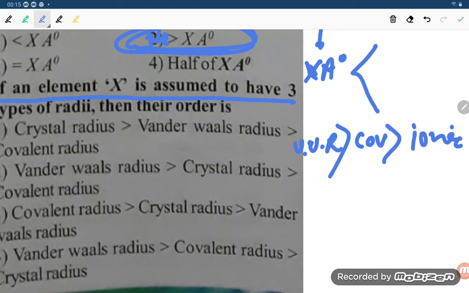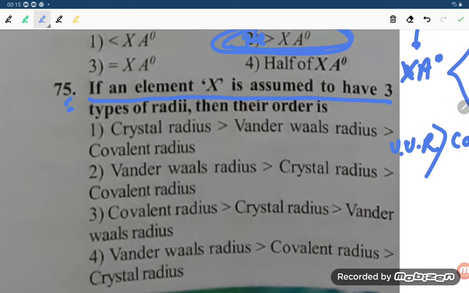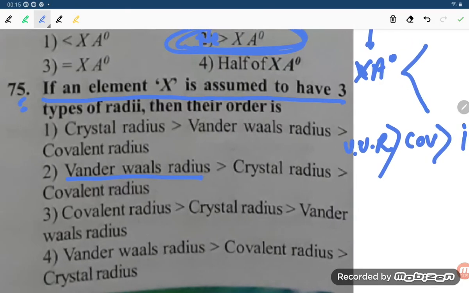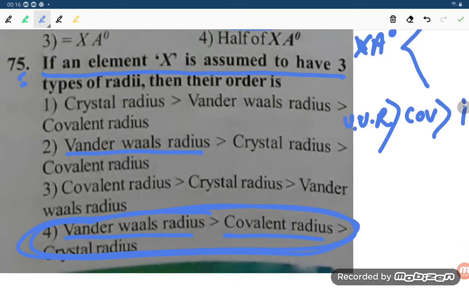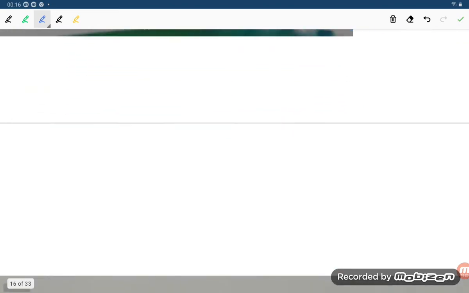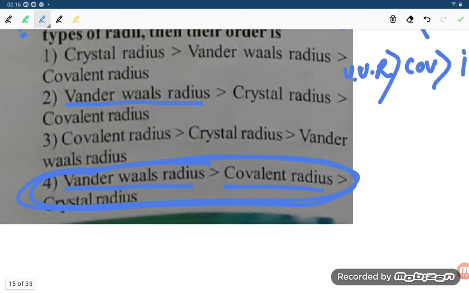Now let us take the options, student. What could be the option for question number 75? You see, student, van der Waal is there, then it will come covalent, and crystal radii. That is option number 4 is correct, student. Van der Waal radii, then covalent radii, then ionic radii, or you can say crystal radii. So question number 75, option number 4. Student, in the book the option is wrongly given. You have to check it out.